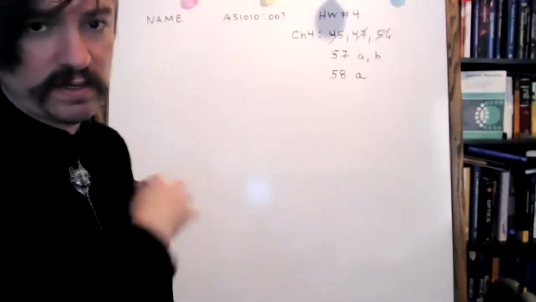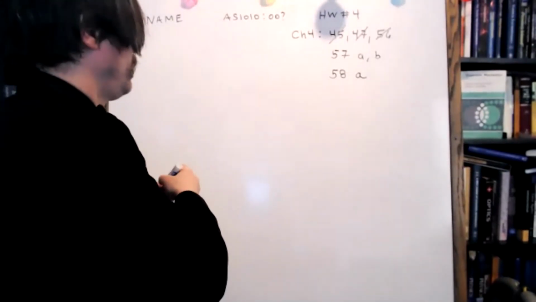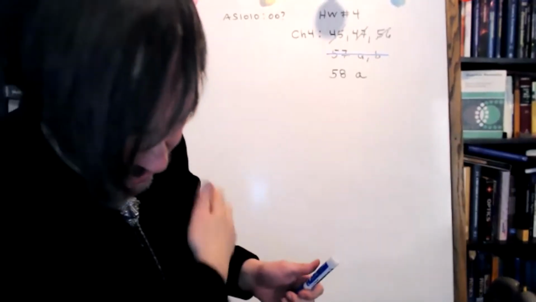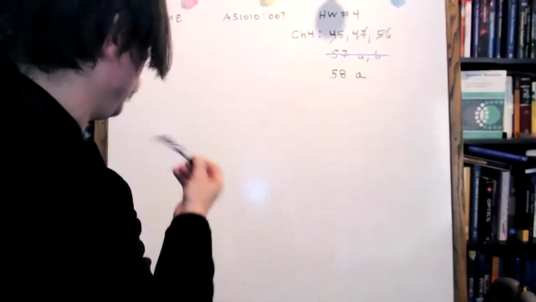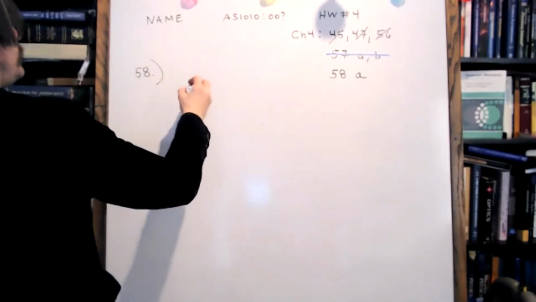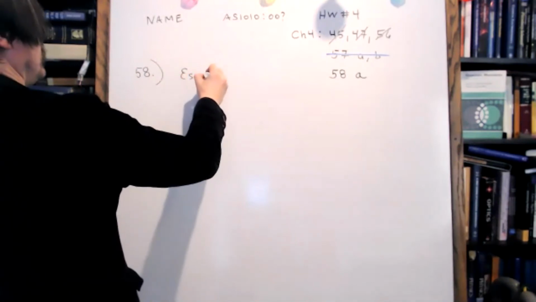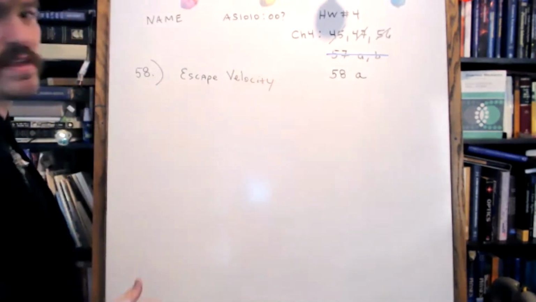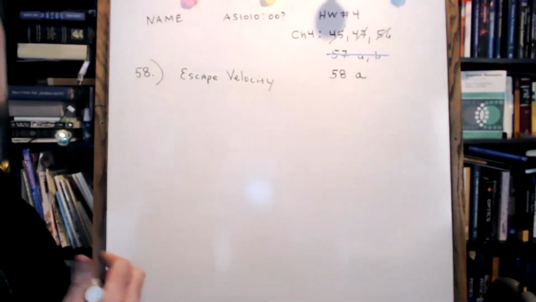One last problem to go. Unfortunately, I decided to just give us a little taste of this because I didn't quite get to that formula today, and I apologize. Problem 58 has to do with something called the escape velocity. The formula is much easier than the previous two, so we're just going to kind of crank this out quick.